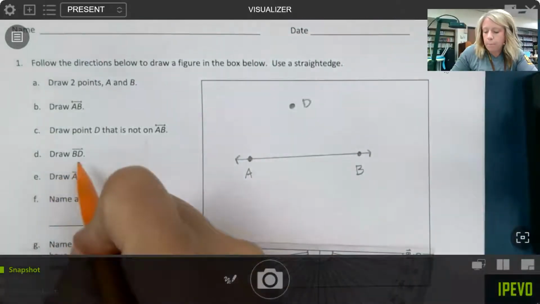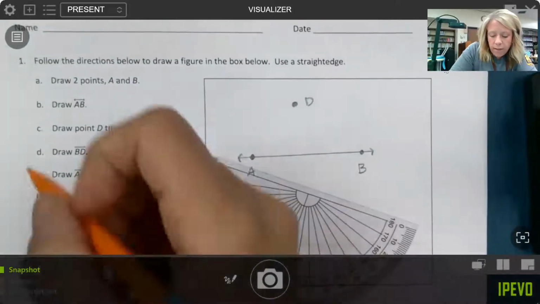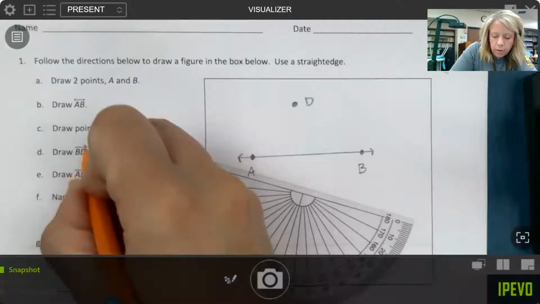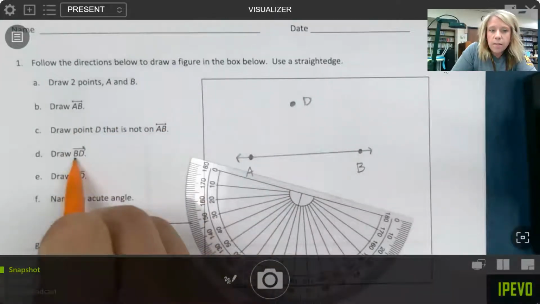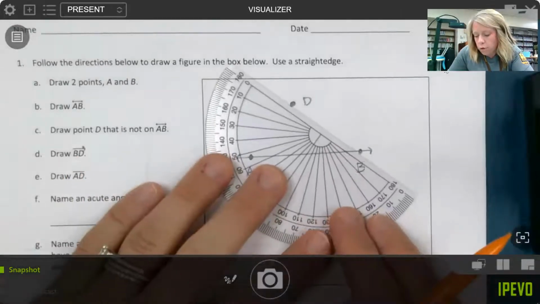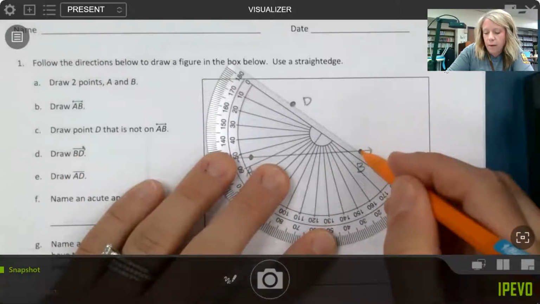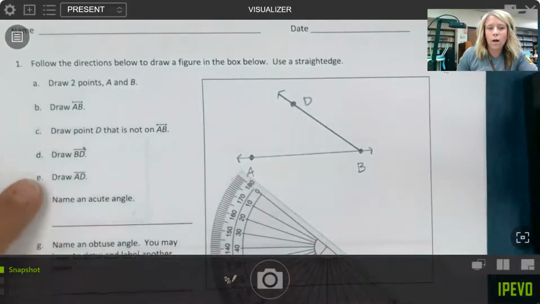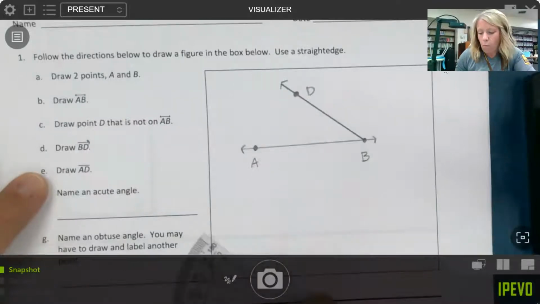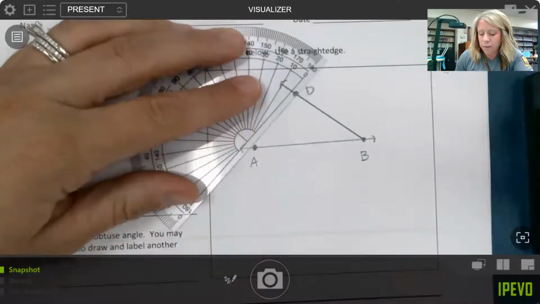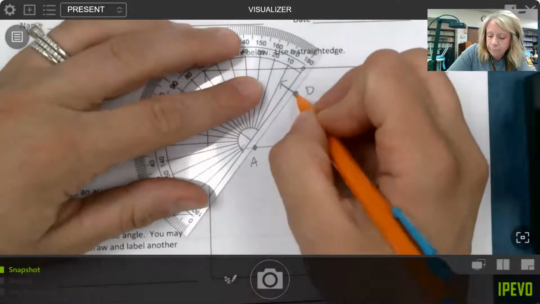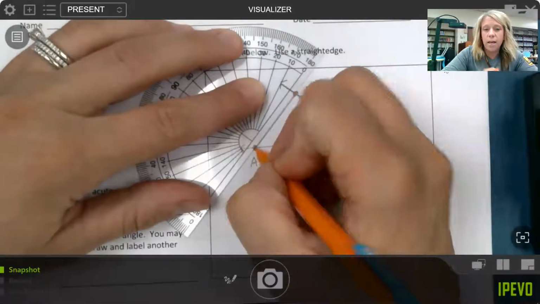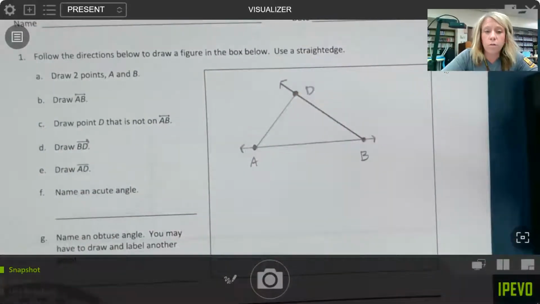Draw ray BD. In this symbol, this arrow is kind of hard to see, B is the point that has an endpoint and D goes on forever. So I need to make sure I'm drawing a ray. B has the endpoint, D goes on forever. Draw line segment AD. So now I'm going to connect point A and D to show that it's a line segment, a piece of a line, so it does not go on forever.